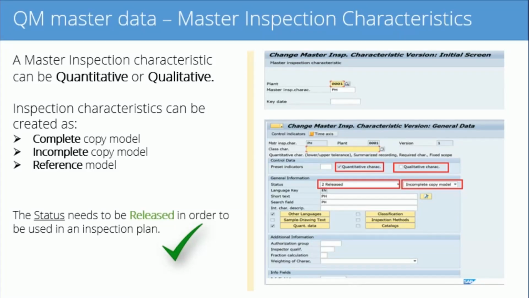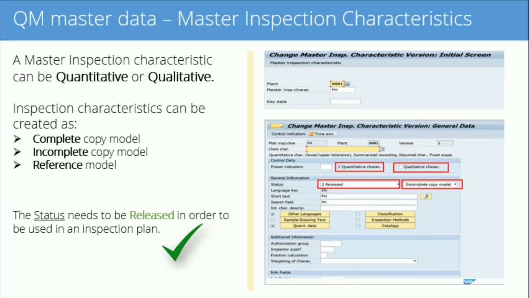As you know, MICs are master data and used in an inspection plan. Now, an MIC in itself can be created as a complete copy model, meaning when an MIC is inserted into an operation, there is no data maintenance required in the inspection plan. You have all the data available in the MIC, which you maintained in the QS21 transaction, to make it functional in an inspection plan. All the data from the MIC is copied into the inspection plan when you create that inspection plan and insert that MIC into it.